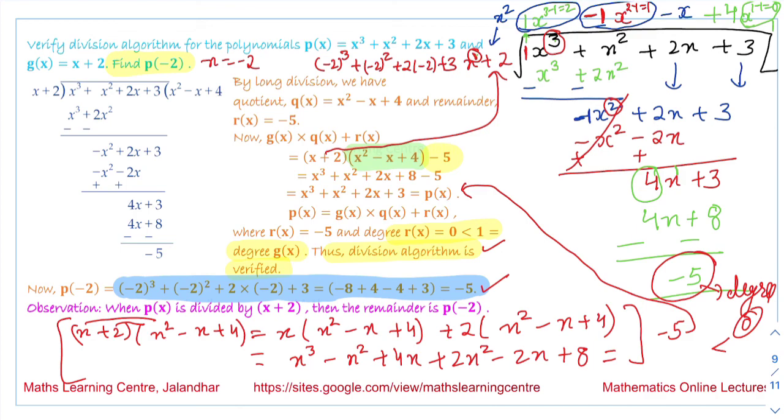One was to verify the division algorithm. So the division algorithm is verified. Second is to find the value of p of minus 2. The value of p of minus 2 is minus 5.